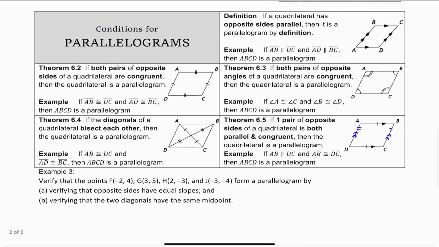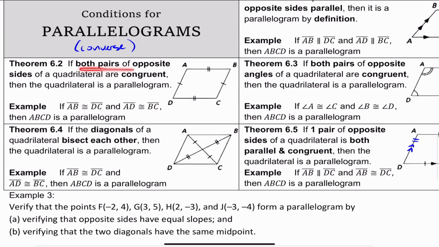All right. Conditions for parallelograms. These are converse theorems, as you can see over here. These are my converse theorems. So it says that if both pairs of opposite sides of a quadrilateral are congruent, then that quadrilateral is a parallelogram. Okay, so what we're doing right now is trying to figure out these conditions, and we're going to determine using these conditions whether or not these things are parallelograms.